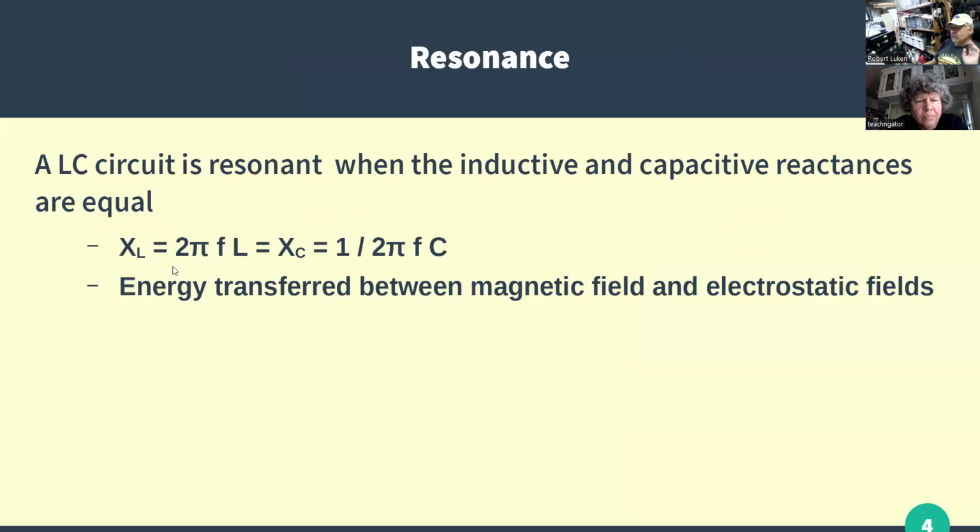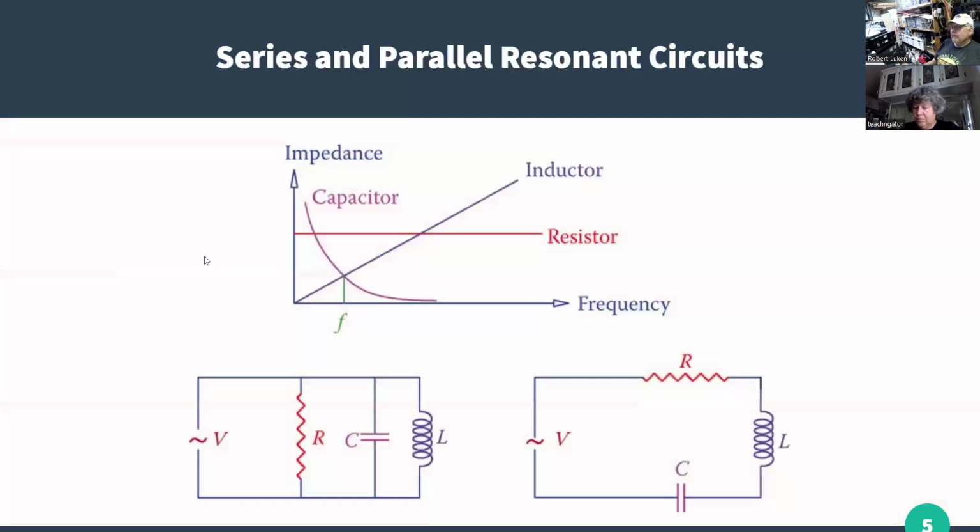And this, again, here's the formula. If you set X sub L equal to X sub C, you can manipulate, come out with 1 over 2 pi times the square root of LC. You set these equal. I didn't do the math here. But that's when the energy is going to be an equal amount of energy transformed back and forth between the two.